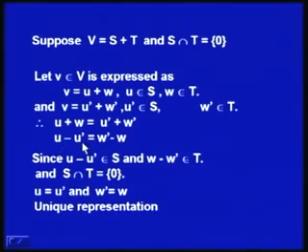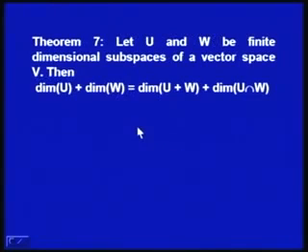So since u minus u dash is 0 implies u is equal to u dash, and w dash minus w is equal to 0 implies w dash is equal to w. So we started with two different representations for the same vector, but ultimately we arrived at the unique representation. That means V is equal to S plus T and S intersection T is equal to the null vector actually means that a vector can be expressed uniquely in V, and that means it is not just a sum, it is the direct sum. So this can be used as a definition for direct sum also.